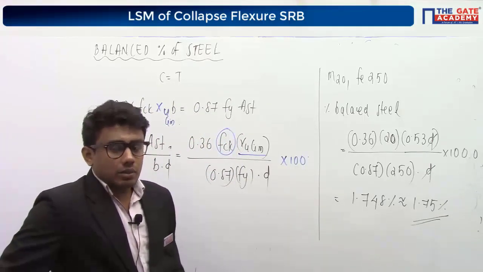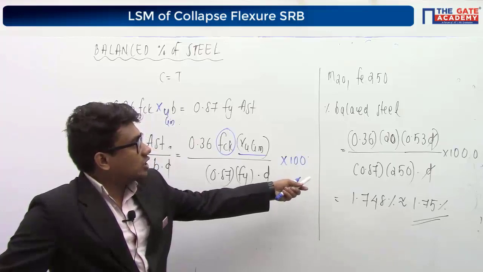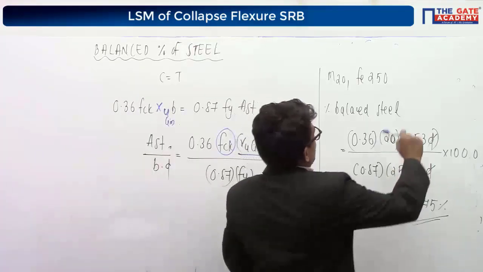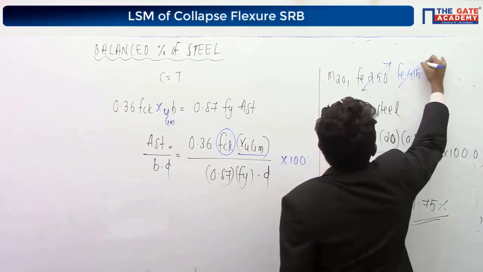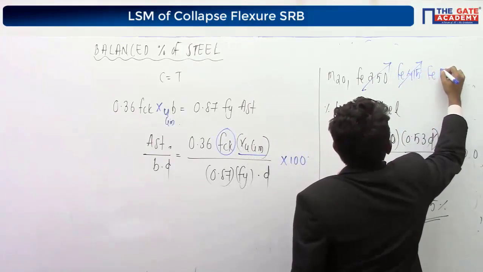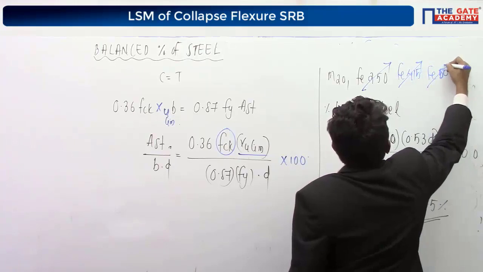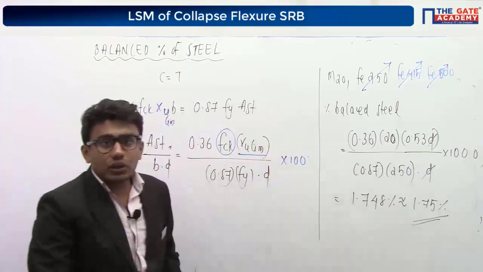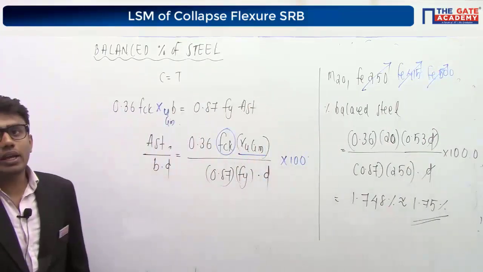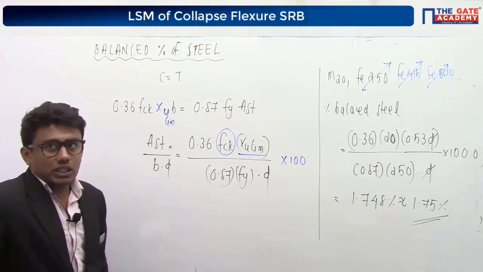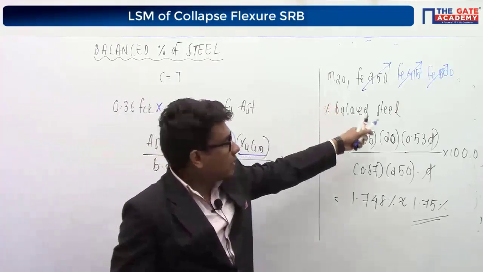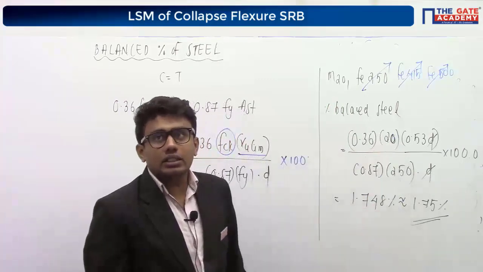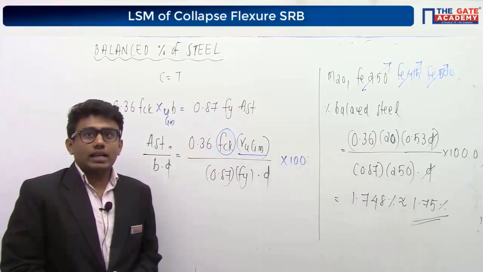1.75 percentage. Similarly, if you are interested, you can find the balanced percentage of steel for Fe415 grade steel and for Fe500 steel. You can find it, just for practice. That will be the balanced percentage of steel. If this M20 grade is changed to M15, this value will change and the answer will be different. I think you got the answer.